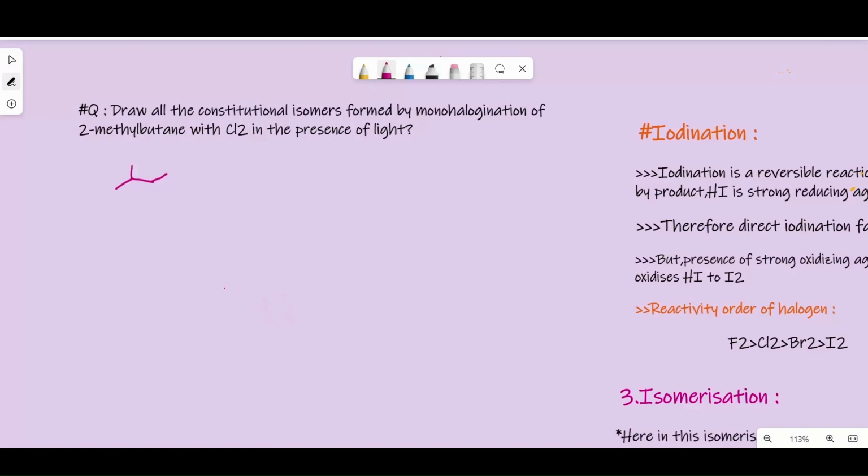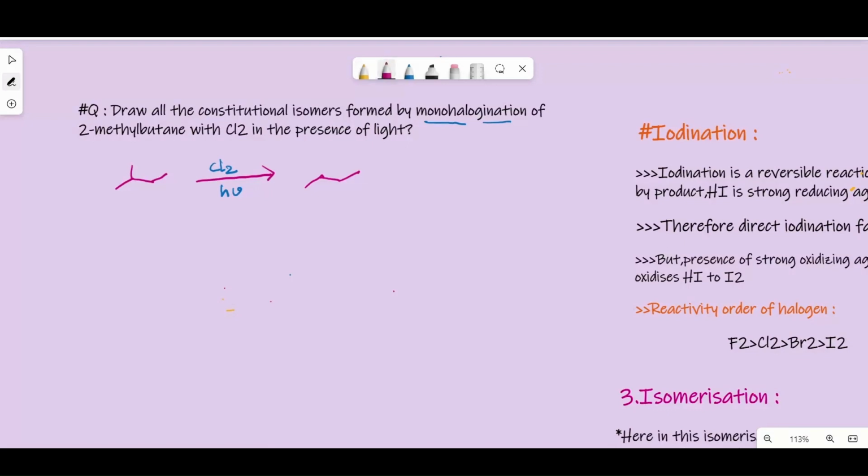2-methyl butane. You are adding Cl2 in the presence of light. They mentioned monohalogenation, so we will get a mixture of products. Let's see those out. How many types of carbons do we have? Here primary carbons are there, and secondary carbon is there, and tertiary carbon also there.